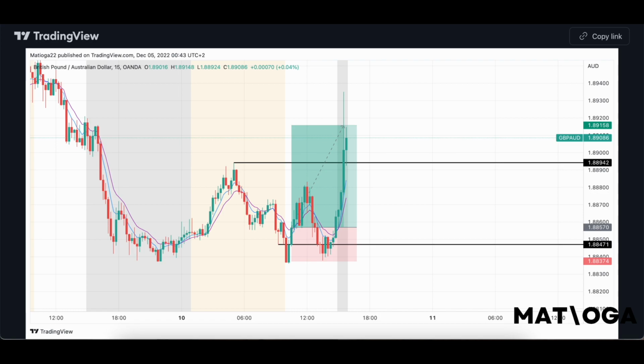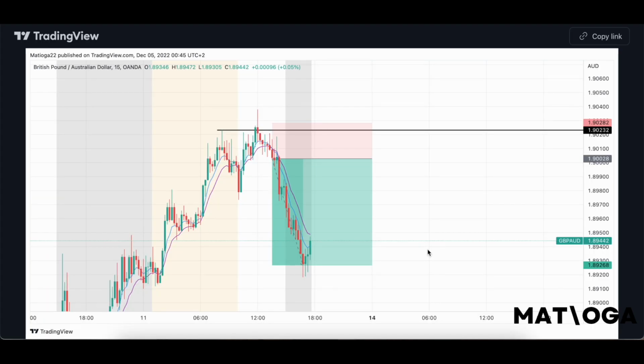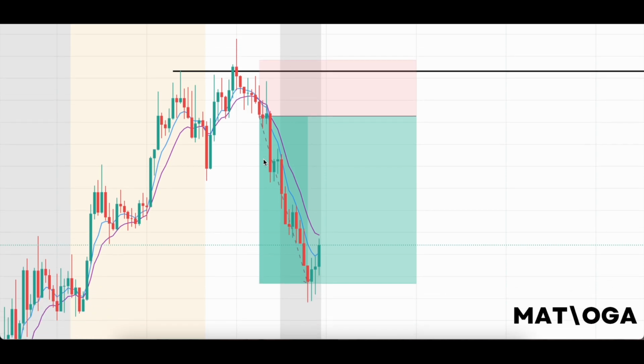So yeah, it's just one of those trades. Let's go to the next one. Okay, the next one. Once again, I can easily expect you to say what's wrong with the entry, even though it's a valid one. But keep in mind that we had a session high.